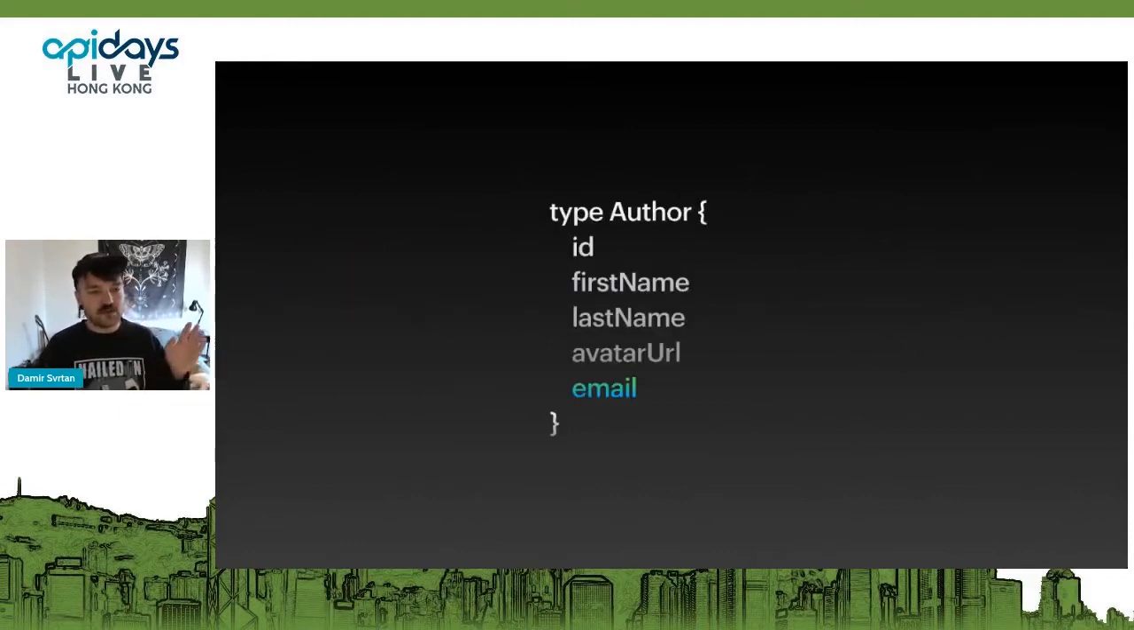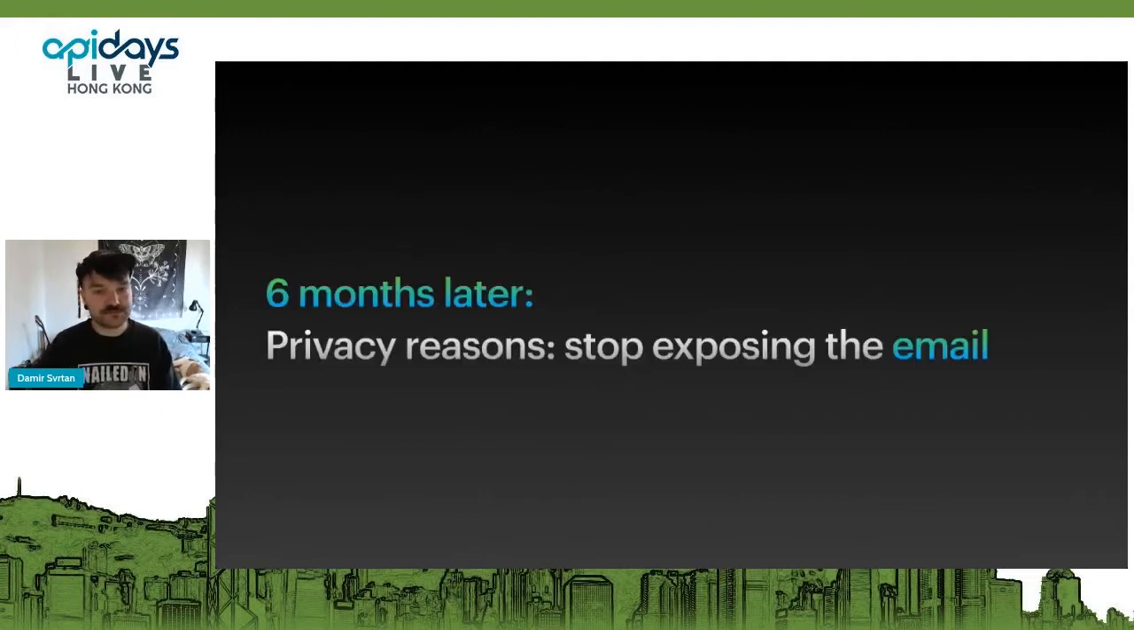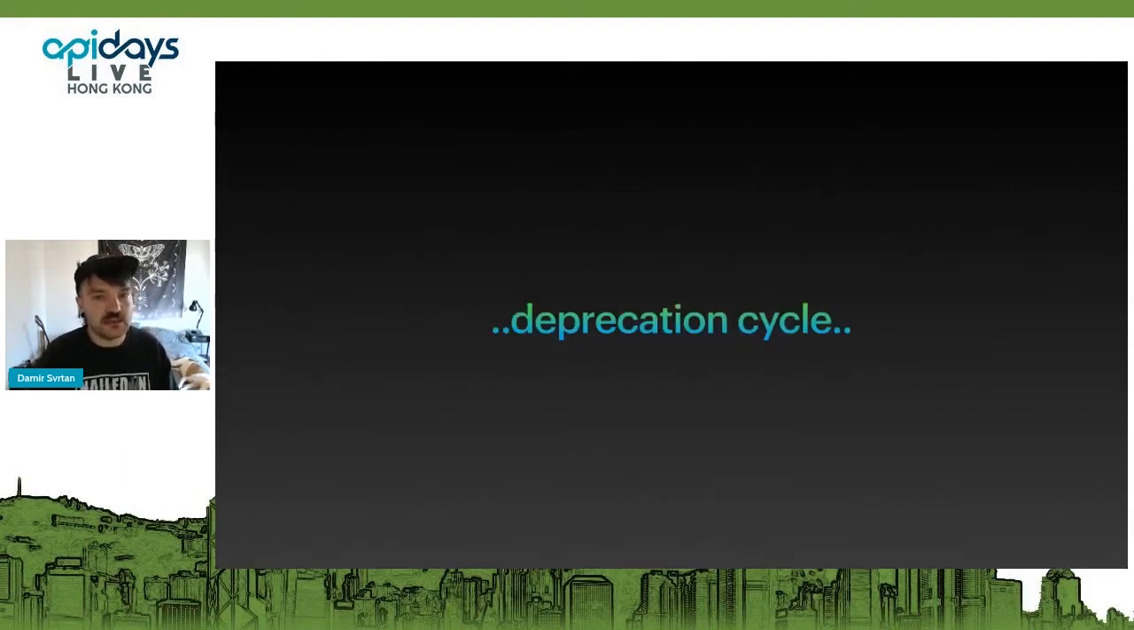So the friendly API developer writes in the schema descriptor of whatever sorts the developer has and puts in an email. And now let's imagine 6 months later, for privacy reasons, we need to stop exposing the email. And I'm not making this up. There's various privacy laws across all of the world, like Europe has GDPR, California has its privacy laws. There's privacy laws all over the place. And a lot of them dictate that if you're not using the data, or if it's not valuable for the product, you really shouldn't be exposing that data.